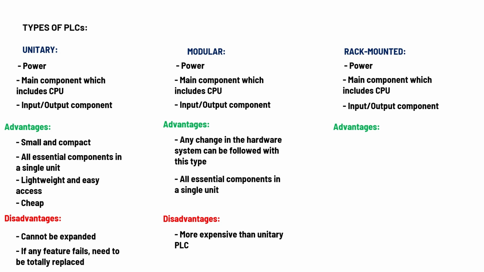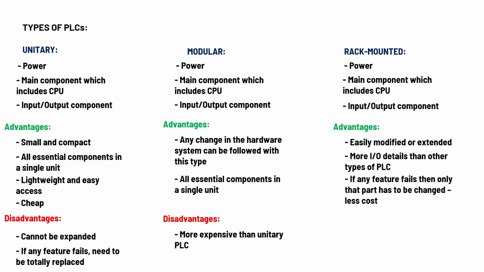Advantages of the rack-mounted PLCs are that they are easily modified or extended. They have more input-output details than any other type of PLC. And if any feature fails, then only that part has to be changed, which leads to lower costs. Disadvantages of this type of PLC is that they are the most expensive type of PLC.